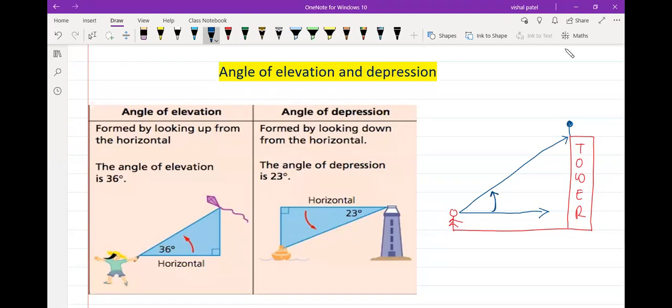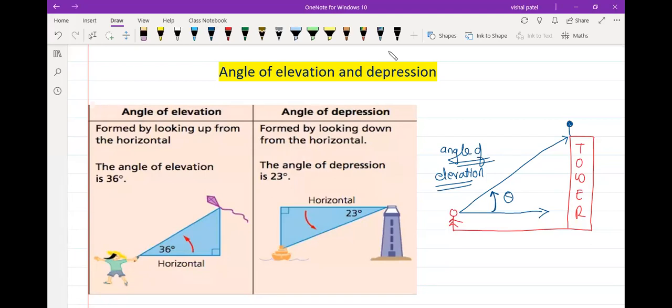So when you look up, this angle, 40 degree, 50 degree, 60 degree, whatever, is called the angle of elevation. What is it called? Angle of elevation. Elevate means to look up. So from down, when you are looking up, that particular term is called angle of elevation.